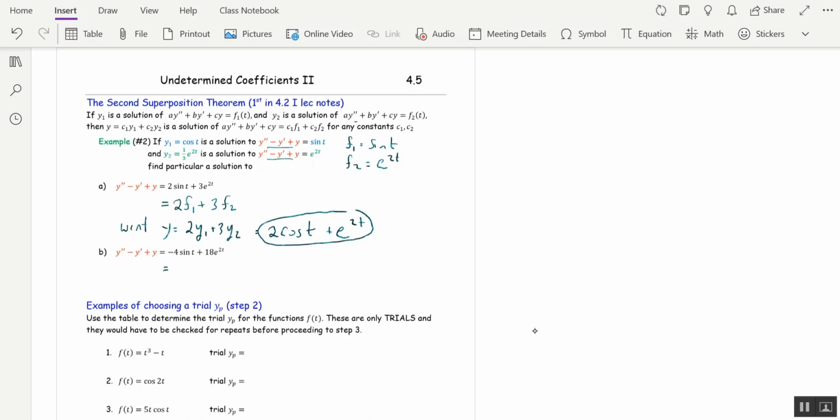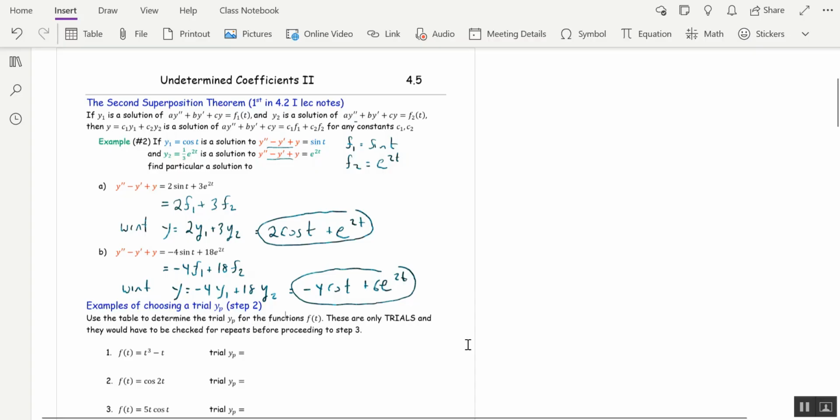All right, so this is negative 4f1 plus 18f2. So we want y equal to negative 4 y1 plus 18 y2. Well, that's negative 4 cos t plus 6 e to the 2t.